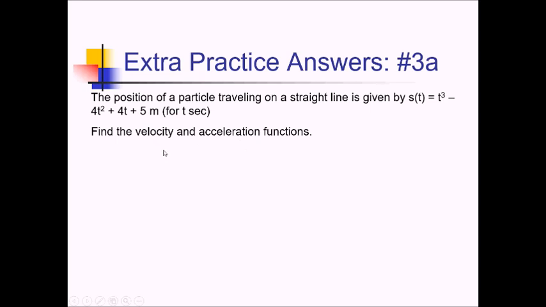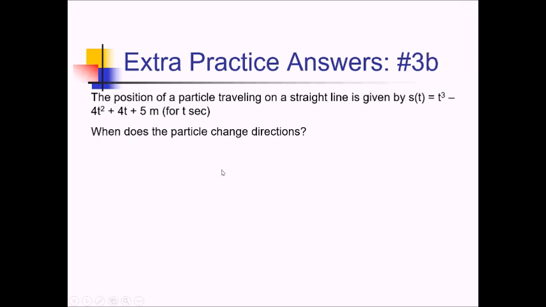For velocity, we need the derivative of position, s prime. That's going to end up being 3t squared, so just using the power rule here. And we have minus 8t plus 4t, and then that 5 is just going to become a 0. So that's velocity. For acceleration, we need the derivative of velocity or the second derivative of position, either way. So that ends up being 6t minus 8.